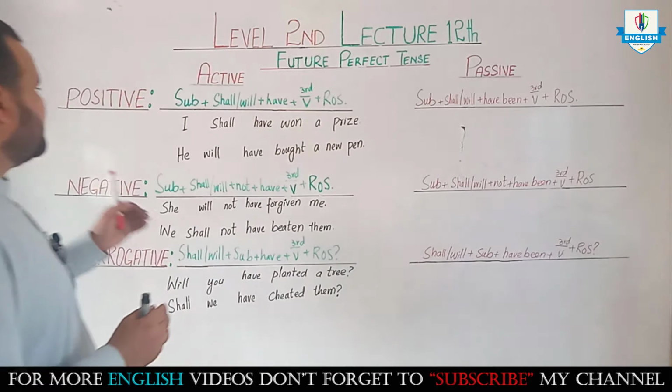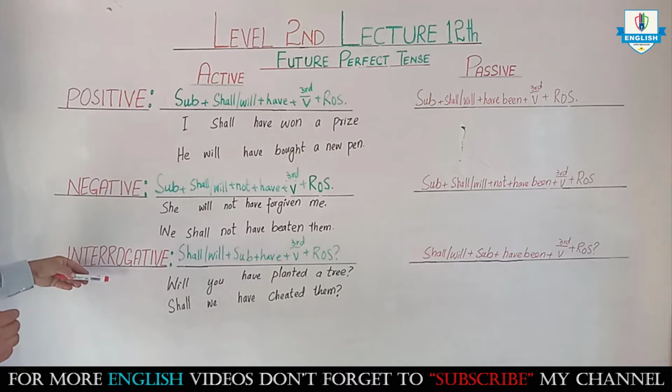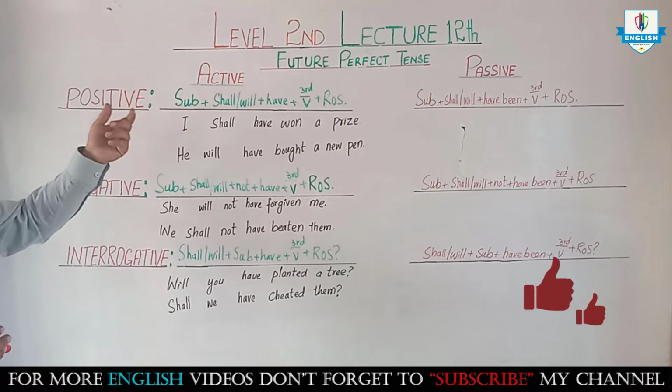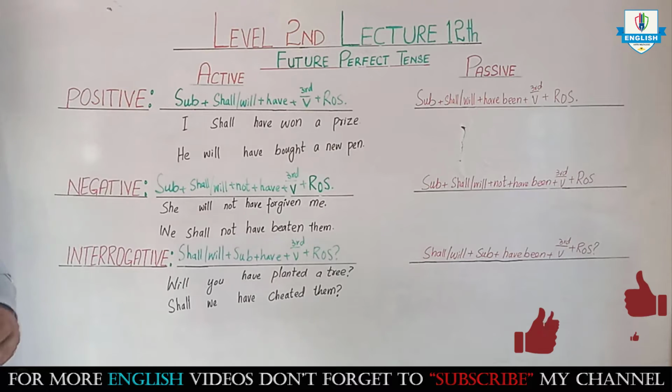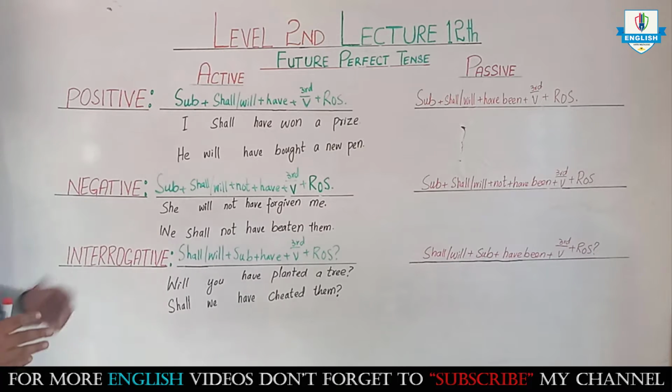So here I wrote three types of sentences: positive, negative and interrogative. Positive are those sentences in which we are doing some action. Negative are those sentences in which there is no action. Interrogative are those sentences in which there must be a question.